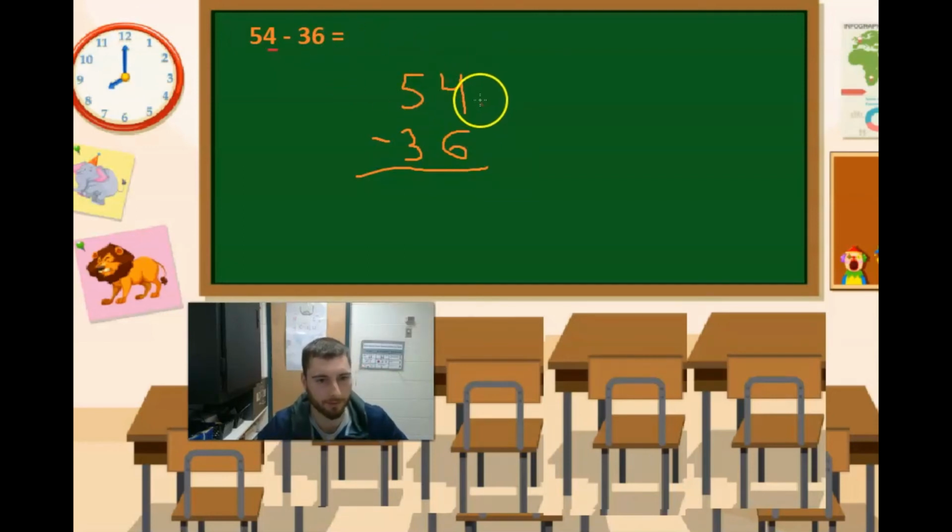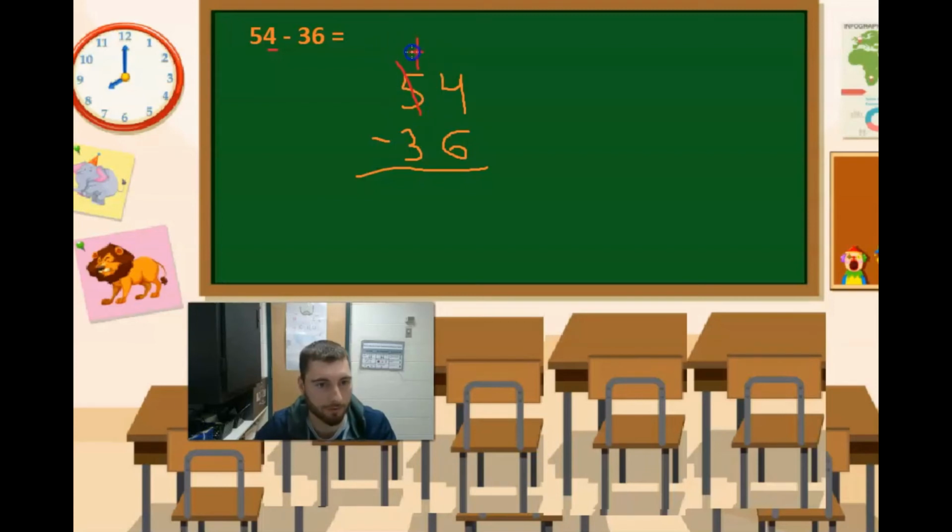So we're going to start always on the right side in the ones place value, the smallest place value when it comes to subtracting. So 4 ones take away 6 ones. Well, you can't do that. If you have 4 ones and I'm taking away 6 ones, there's not enough. So just like in the video, we're going to have to borrow. We're going to have to break one of the 5 tens into 4 tens.